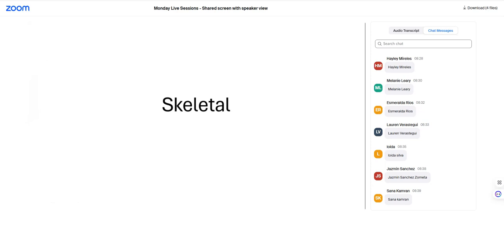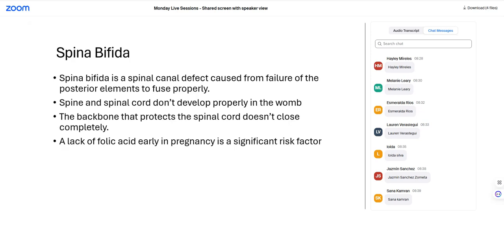This week is skeletal. So once again, this is just a brief overview of the chapter. You have an extensive amount of information in your pathology book that's covered. I like to focus on common pathology that we hear about in clinical, that we observe. So I would like to focus on that. First one being spina bifida.